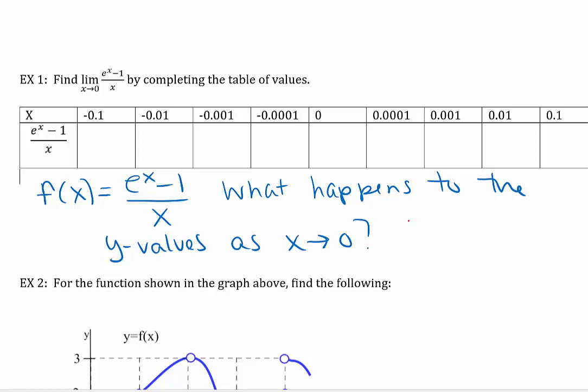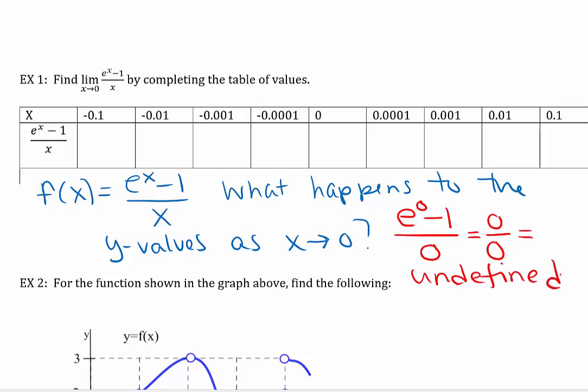Now, notice if we actually plug in 0 for x, e to the 0 minus 1 divided by 0, I end up getting 0 divided by 0, which is actually undefined because we can't divide by 0. So if we plug in 0 into this function, we get something that's undefined, and I'm going to indicate that in my table of values. But with limits, it doesn't matter what happens exactly at x equals 0. I only care about what happens when I'm close to 0.